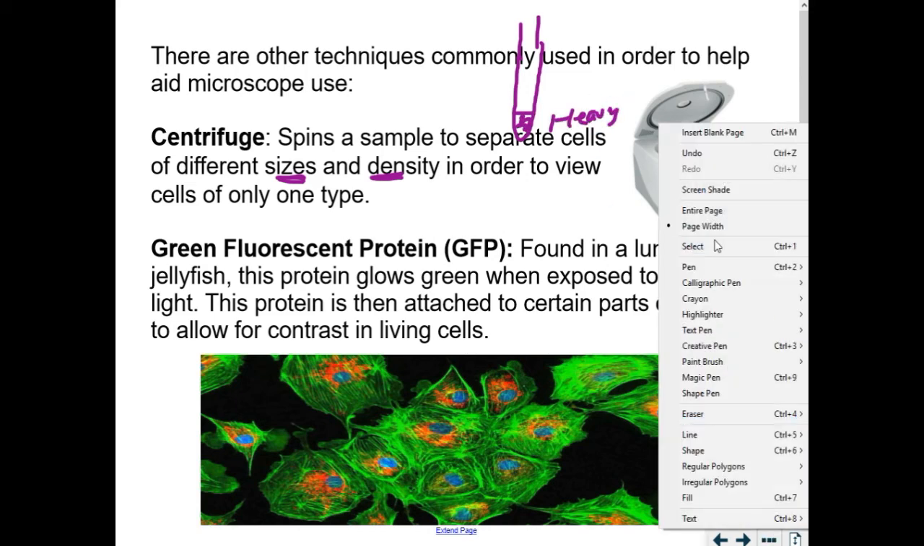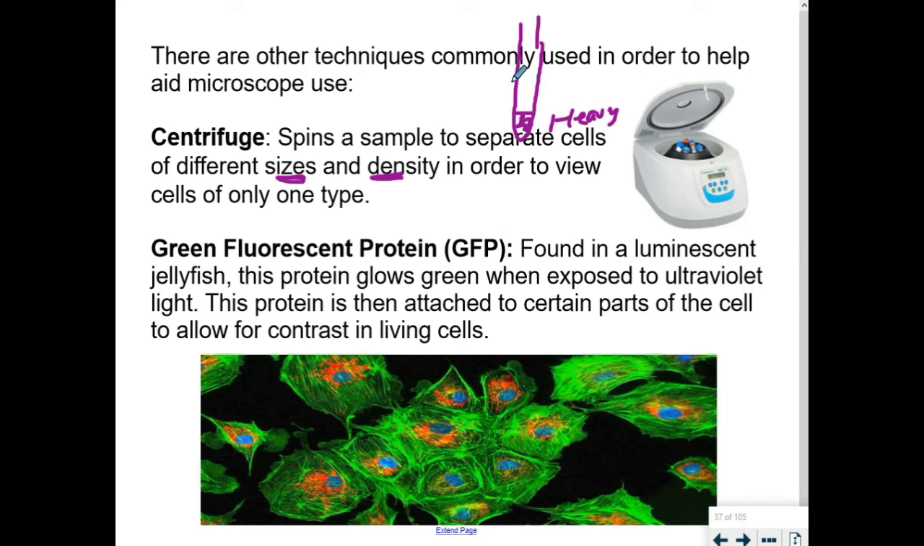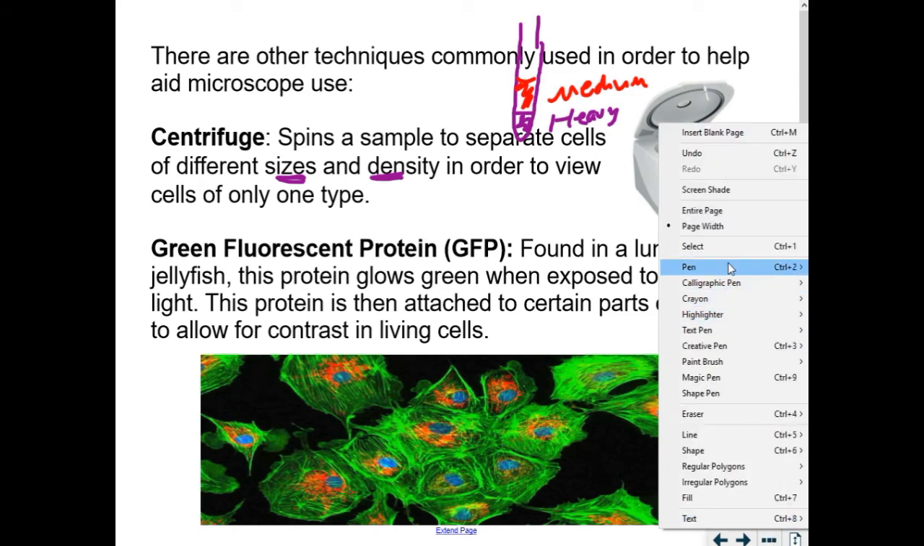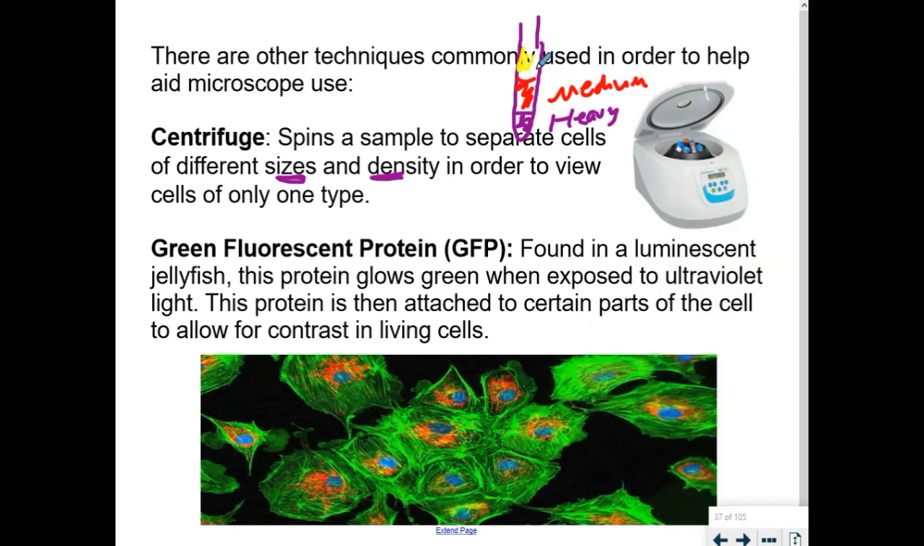And let me just do some new colors here. One of the few times I'm going to draw this unit here. And then maybe the medium cells or whatever it is you have will go in that layer there. And then the lightest and least dense cells will probably float at the top. And it's a good way to separate out materials.